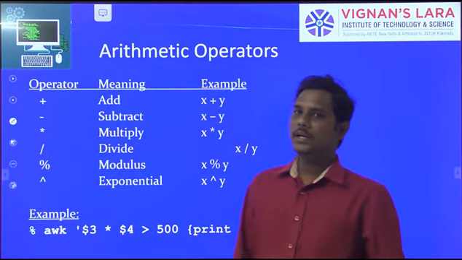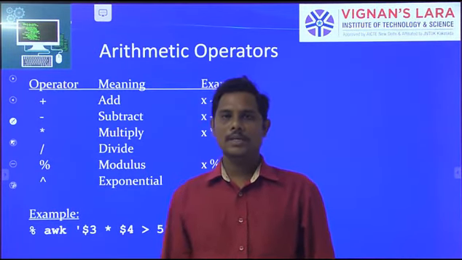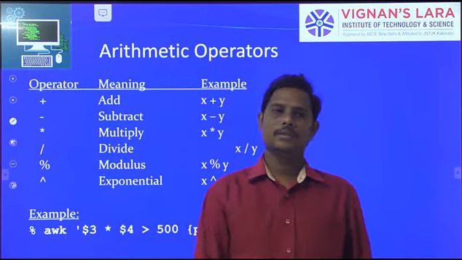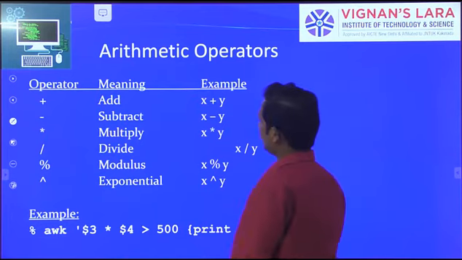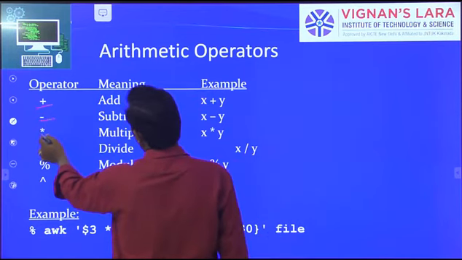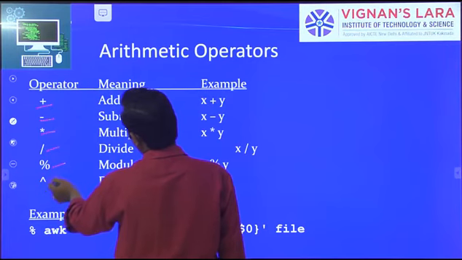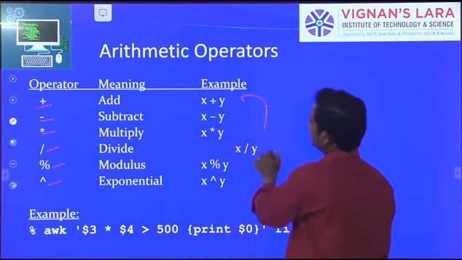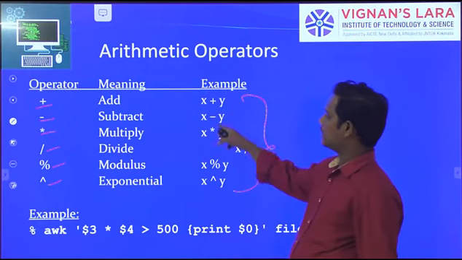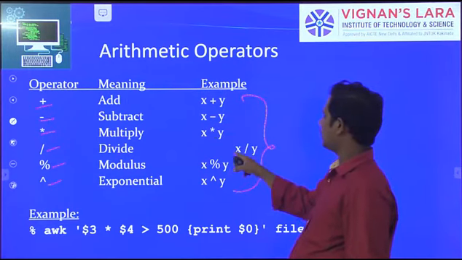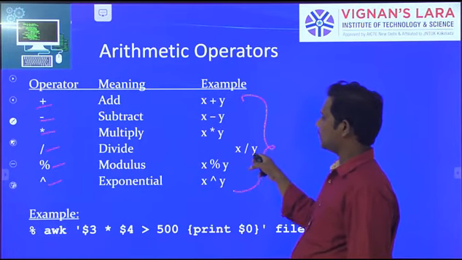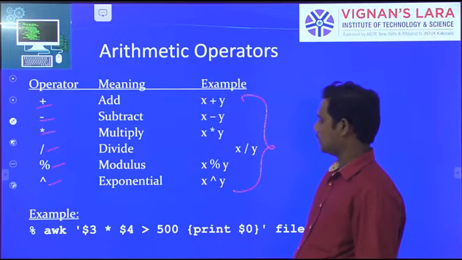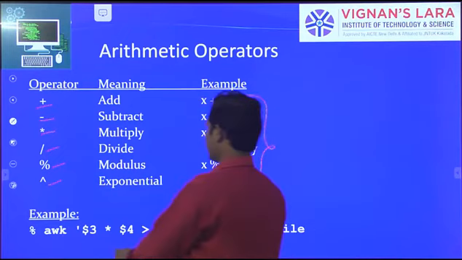Okay, AWK is a programming language. Each and every programming language supports arithmetic operations. Here are some arithmetic operations: addition, subtraction, multiplication, division, modulus and exponential. You can see how they are used: x plus y, x minus y, x multiply y, x slash y for division, x modulus y, x exponential.